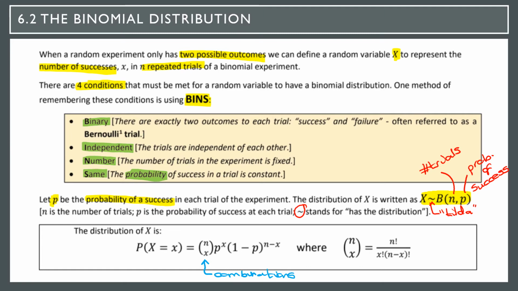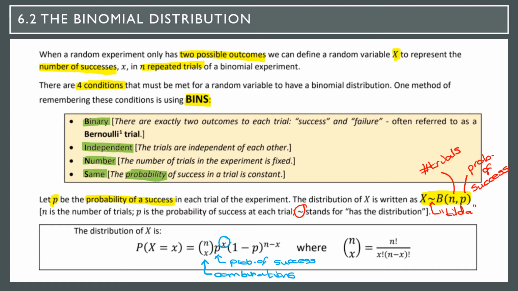We then have that multiplied by p to the power of x. Remember, p is the probability of success, and we need to raise that to the power of the number of successes that we are looking for, in this case x. We then have to multiply by 1 minus p to the power of n minus x.